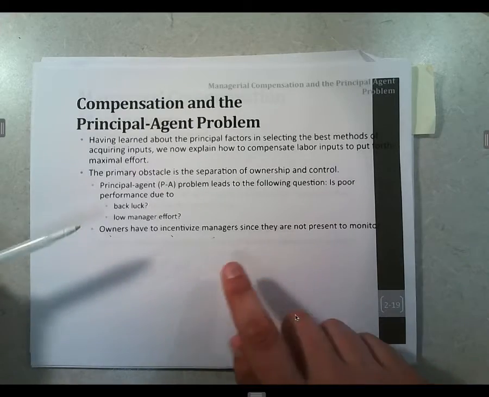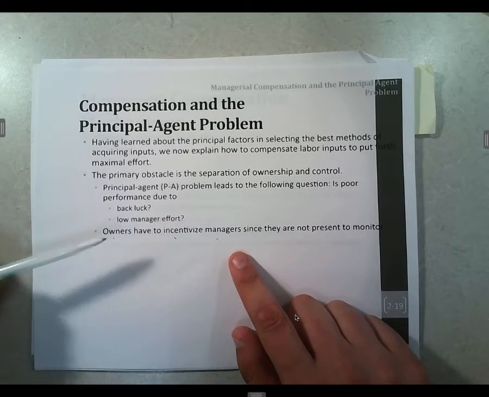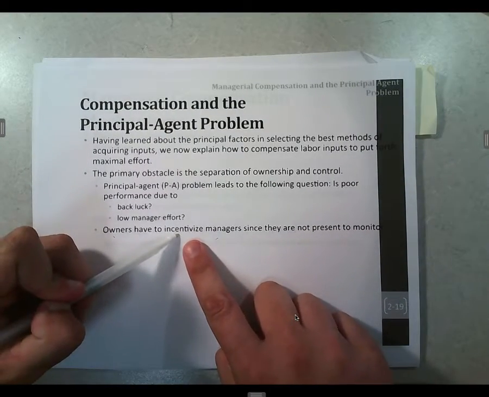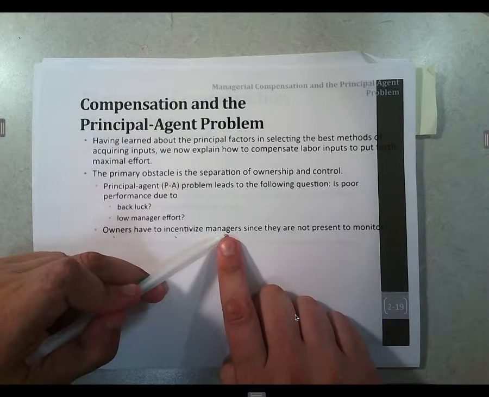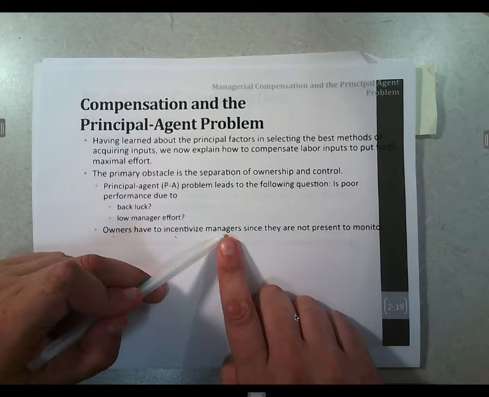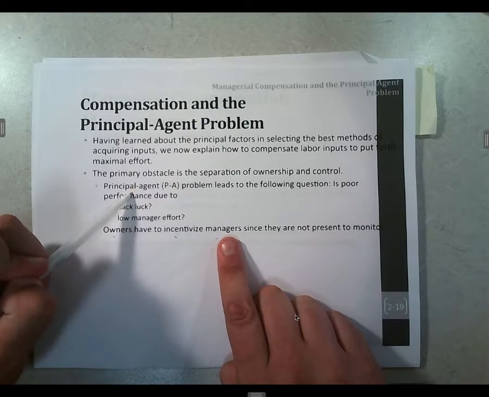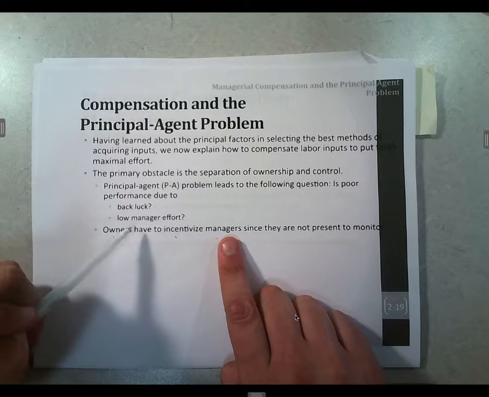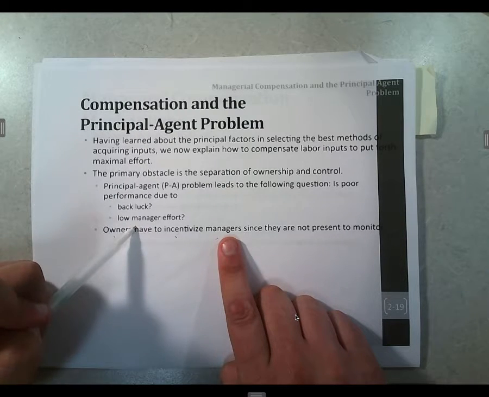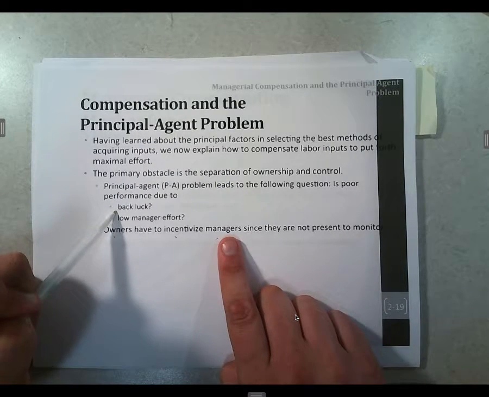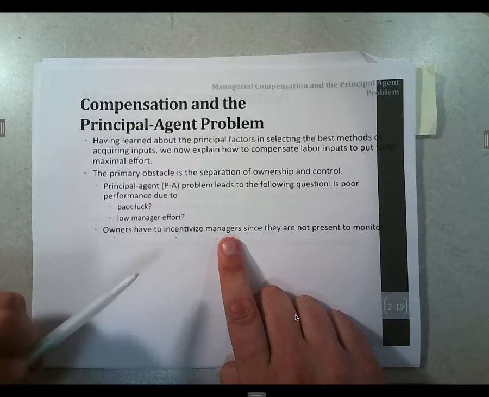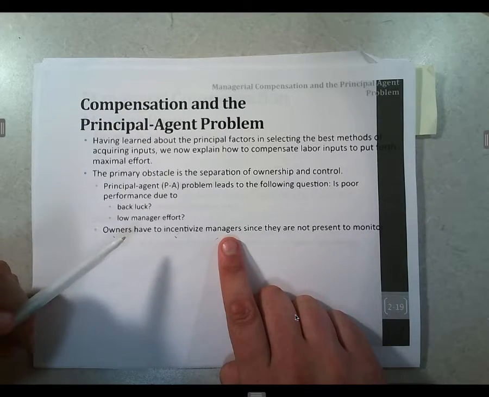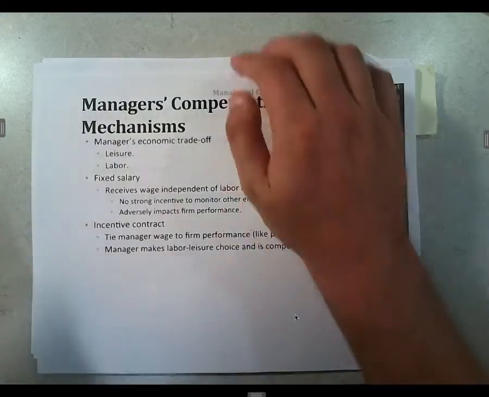So now the owners need to create an incentive structure to make sure the managers do what they're supposed to be doing. If something bad happens, why is that? Is it because the manager is doing something wrong, or is it something uncontrolled for? So I need to create a structure that controls for both of those kinds of things.